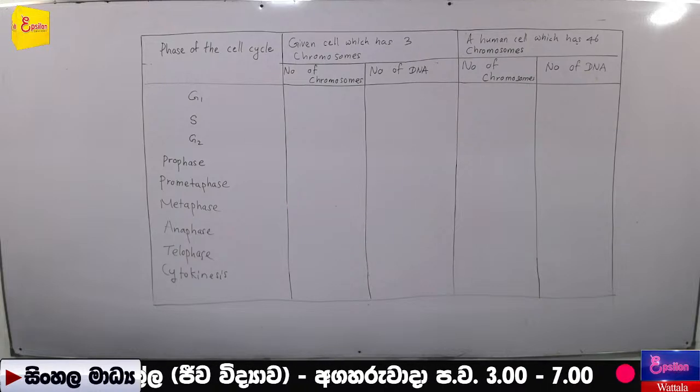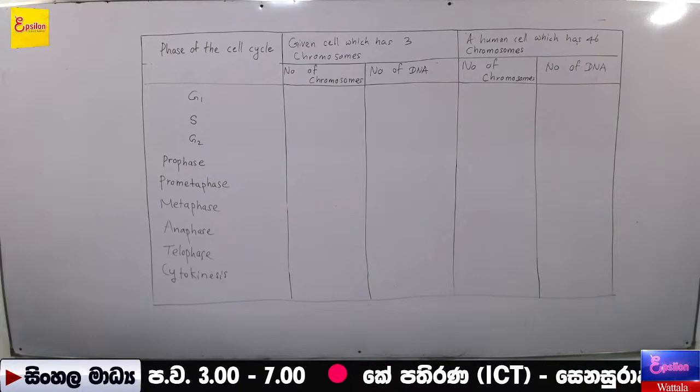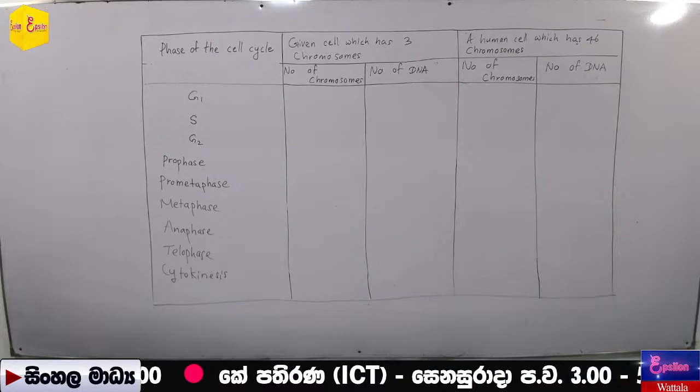Just consider what events are happening. Is there any doubling? Is there any reduction of number of chromosomes? And see.